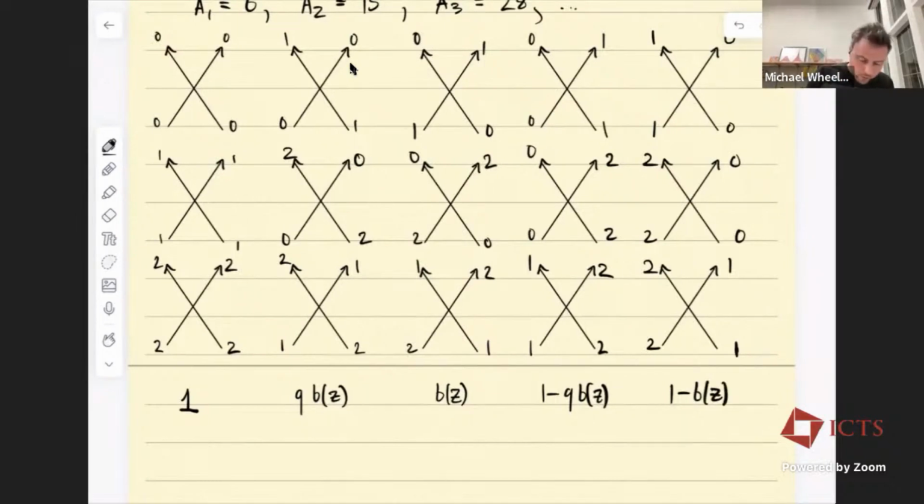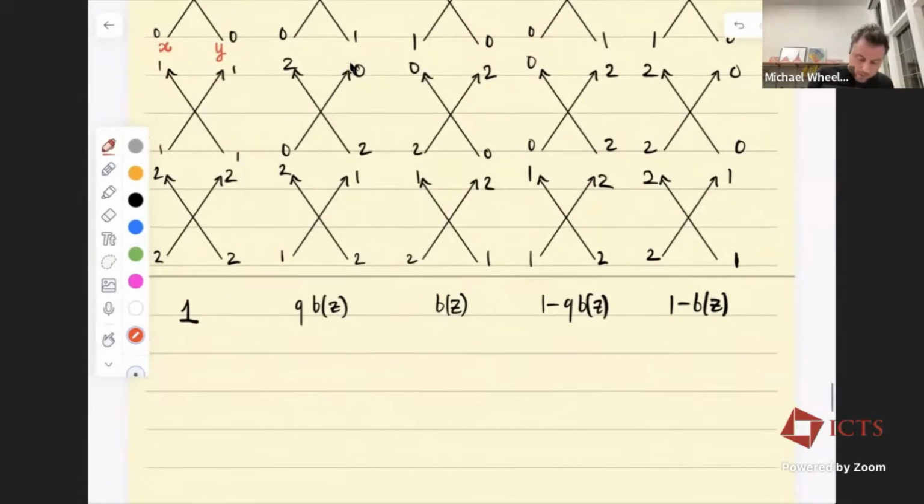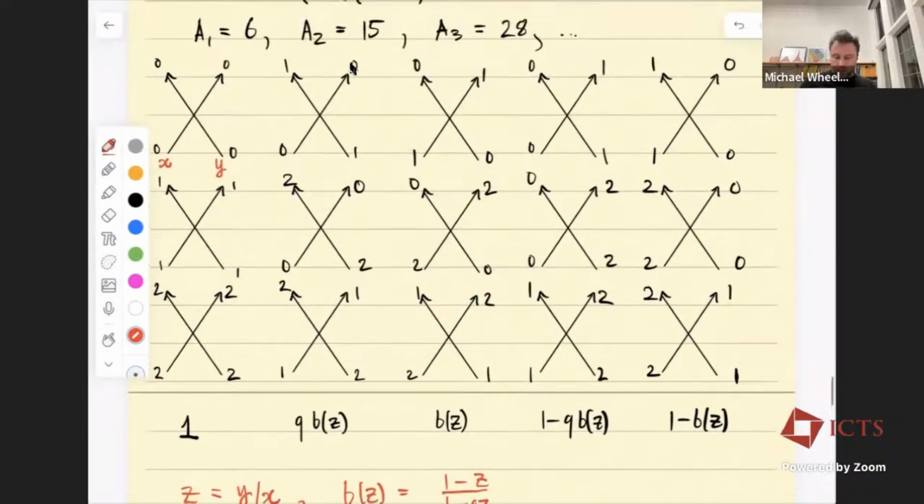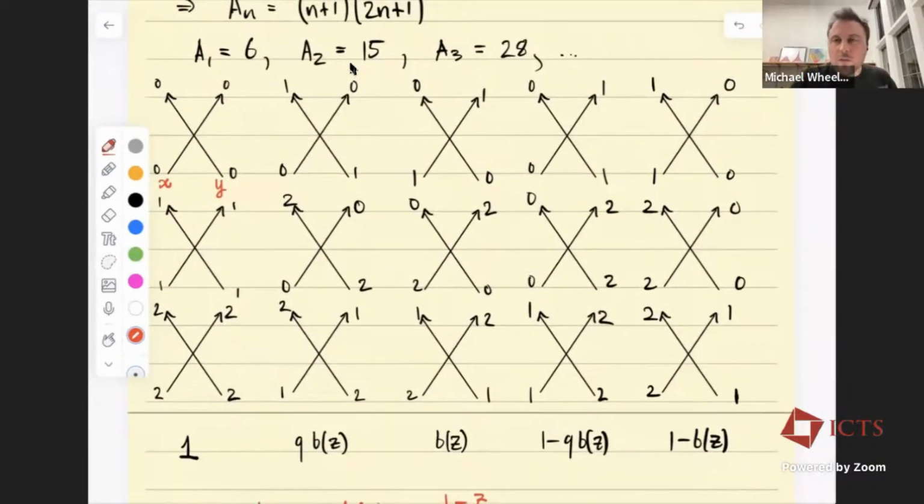Okay, so just to remind you of the definitions. All of these vertices have x assigned to the left line and y assigned to the right. And I'm assuming that z is defined as y divided by x. And B of z is just this rational function, 1 minus z over 1 minus qz. So this is the model that you get, sometimes called the 15 vertex model. So if you ever see this name, then you know now what this model is.